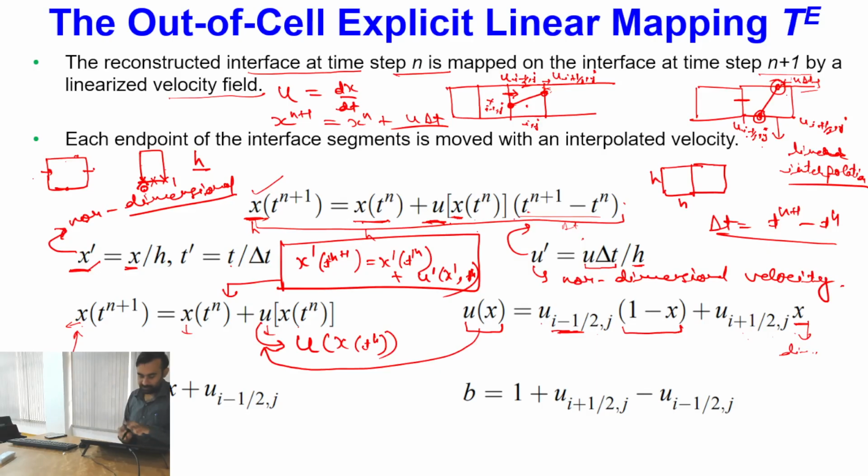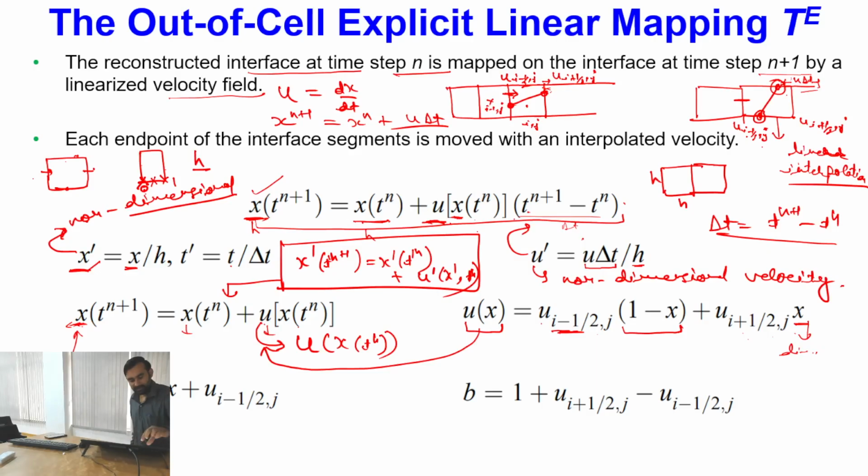So this u of x I can substitute here and I can calculate the value of x at n plus 1. That is what I have written over here. Basically this x dash is nothing but the value of x and the value of y at time level n plus 1.